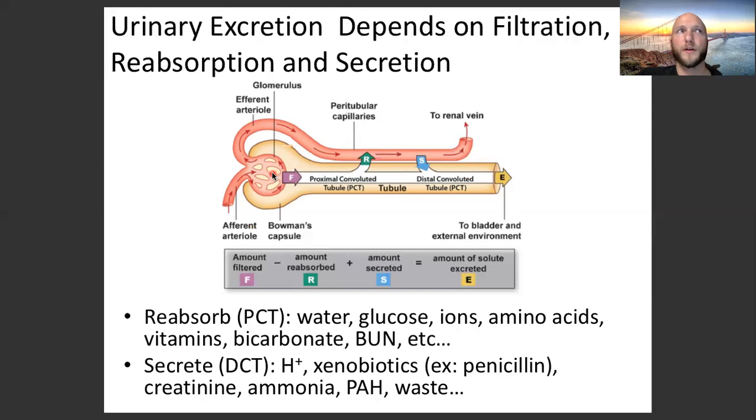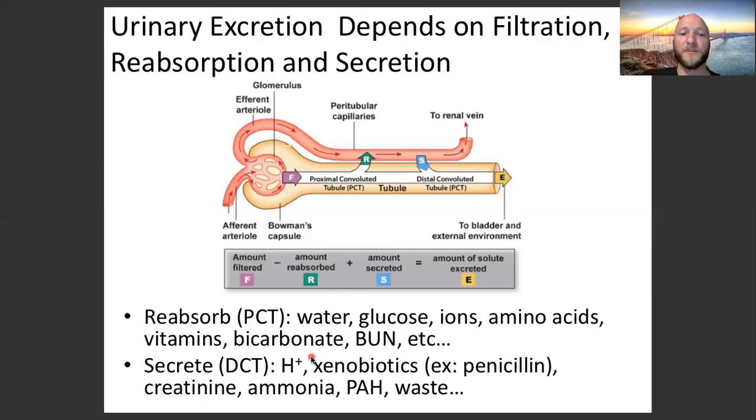Do red blood cells get filtered out of the glomerulus? No, they stay in the bloodstream. Do large proteins get filtered out? No, large proteins stay in the bloodstream.